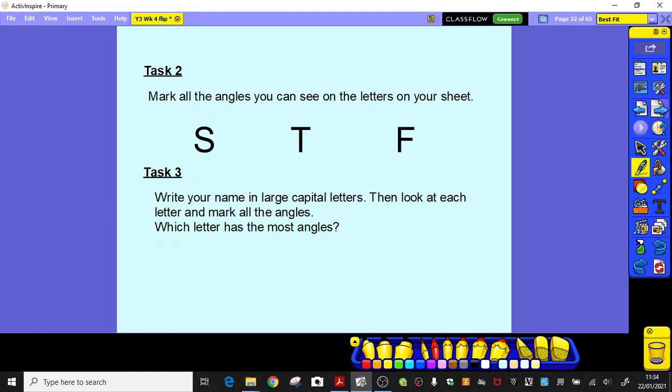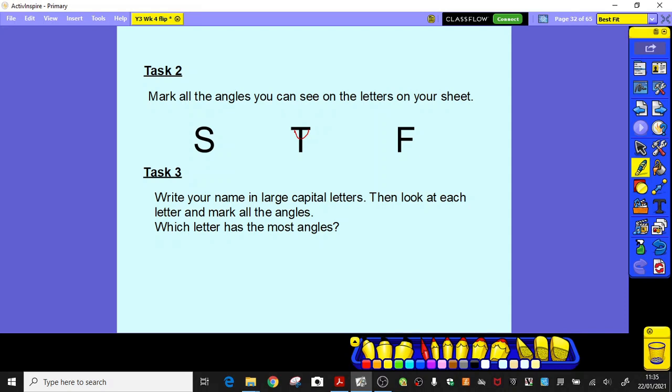So if I have a look at the letter S, can you see any angles on there? Well, no, that's because the letter S is curved. There's no straight lines there joining to make an angle. But how about on the letter T? You see, how many angles can you see on that one? That's right, there's an angle there and an angle there.